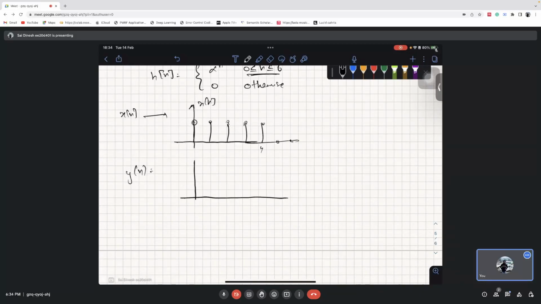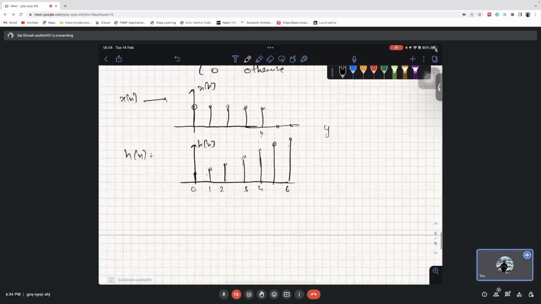So this is of this form where it will start from 0 at 1, 5, 6, 0 1 2 3 4. So h of n. So finally what we need to do is y of n is equal to the sum over k equal to minus infinity to infinity of x of k h of n minus k, right?